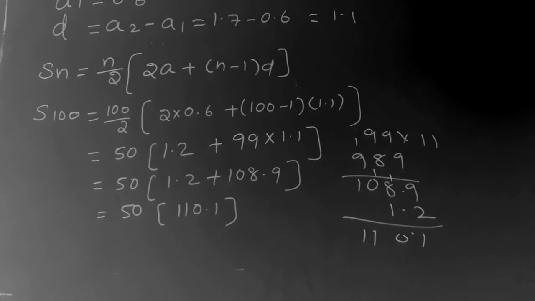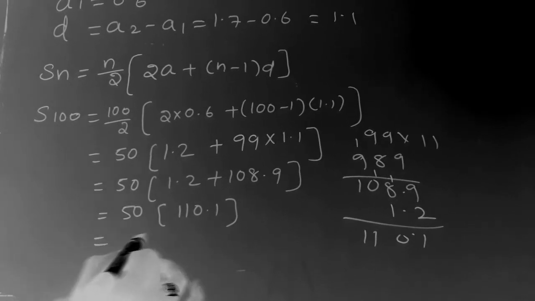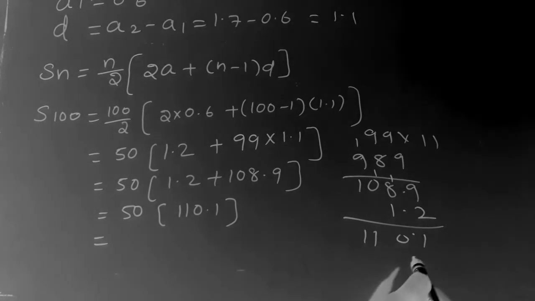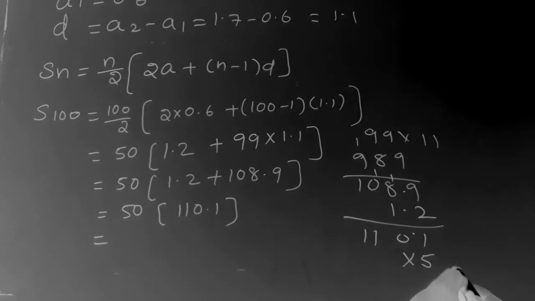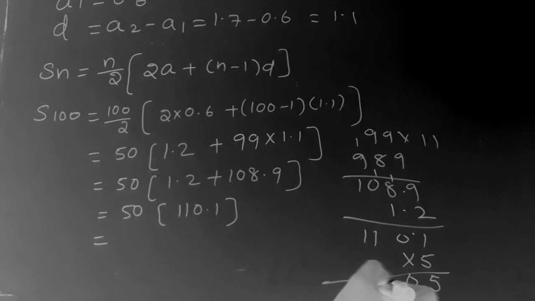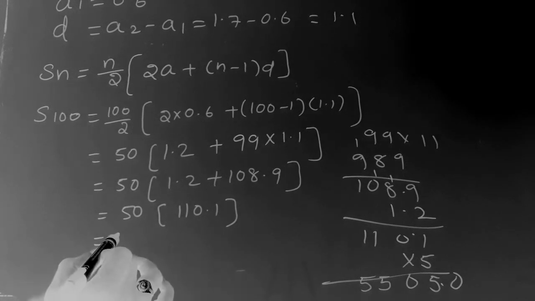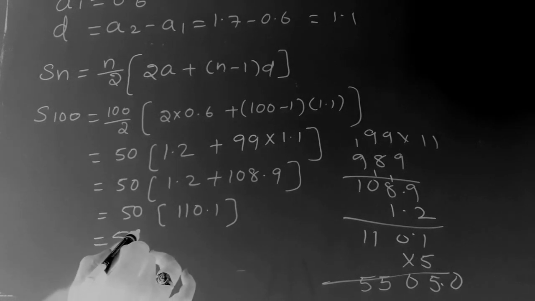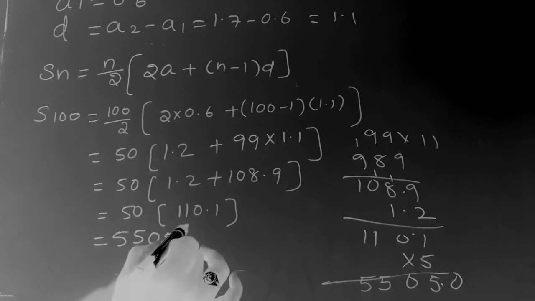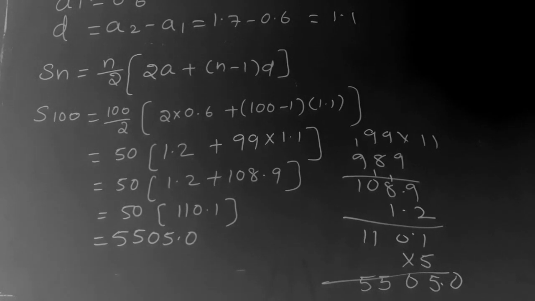So multiply with 5. 5 into 1 is 5, 5 into 0 is 0, 5 into 1 is 5, 5 into 1 is 5. Here 50 is there, so keep one more 0. Then place the point after one decimal. So what is the final answer? 5505. So this is the sum of the first 100 terms of the given AP series.